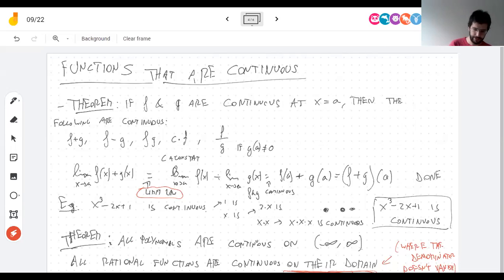So if I ask you to compute this limit, for example, you will go, a rational function is continuous. So as long as this is in the domain, I can just plug in.